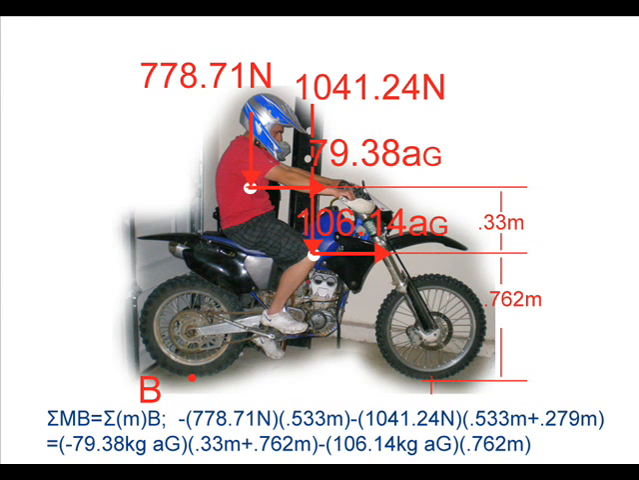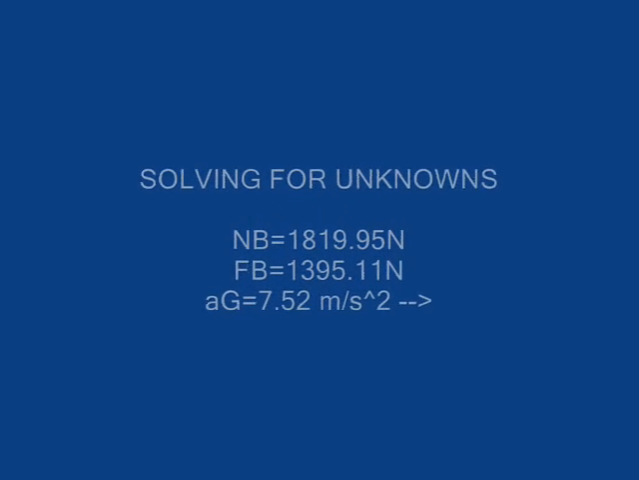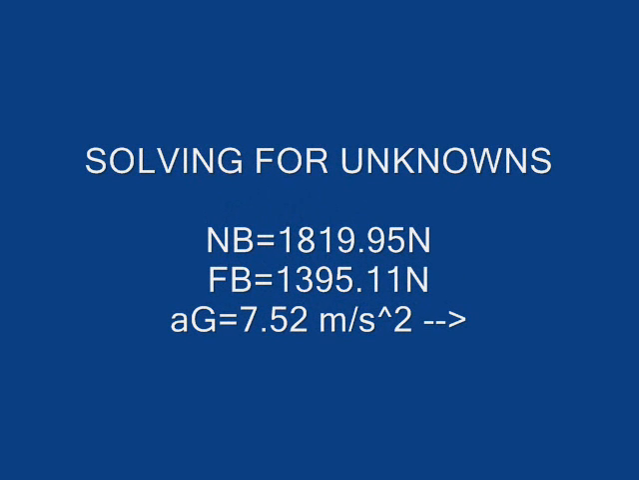Also, the moments at B is equal to the kinetic moments at B, thus illustrated in the equations below. Solving for the unknowns yields NB is equal to 1,819.95 newtons, FB is equal to 1,395.11 newtons, and AG is equal to 7.52 meters per second squared.